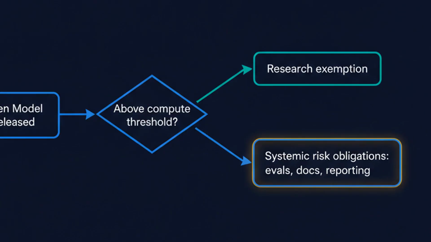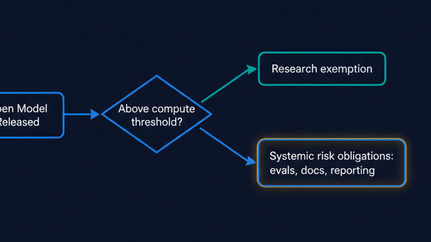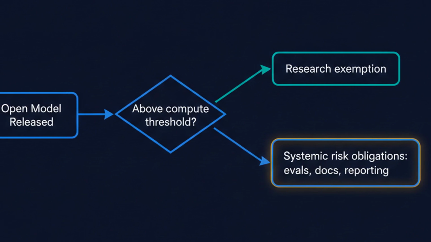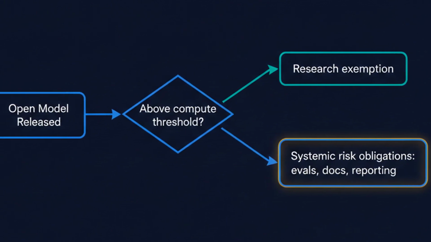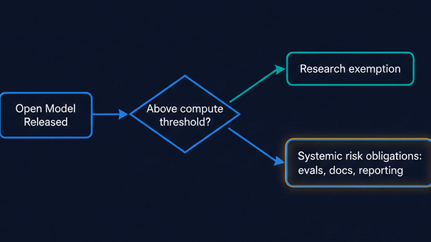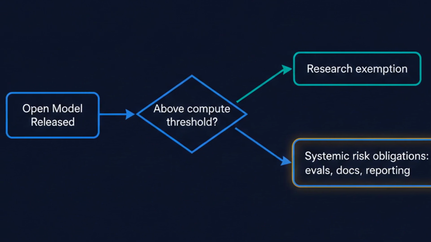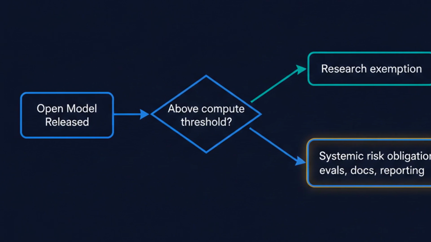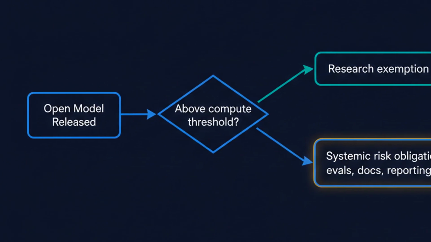Governments are now actively shaping this debate. The EU AI Act treats general purpose models above a certain compute threshold as systemic risk, requiring documentation, evaluations, and incident reporting. Open source models get some exemptions to encourage research, but not if they cross that capability line. The result is a tense balance. Encourage openness, but draw a red line at the most powerful frontier systems.